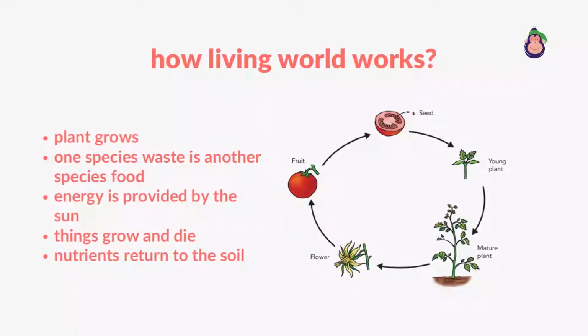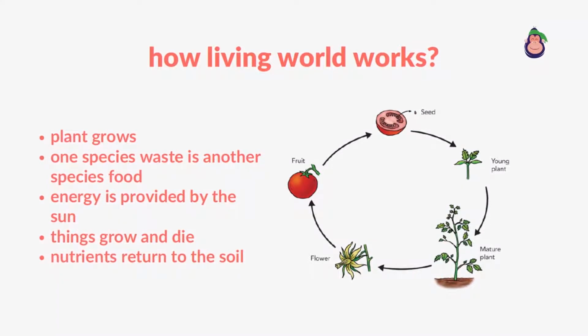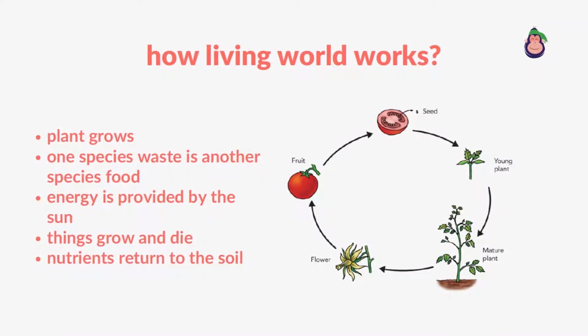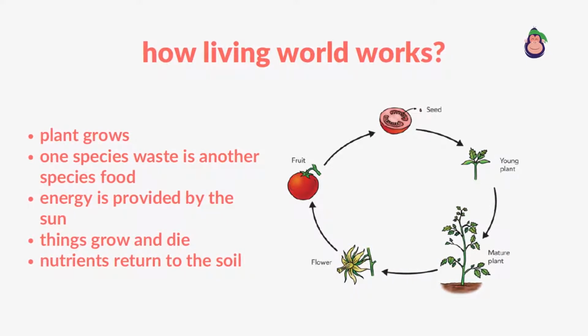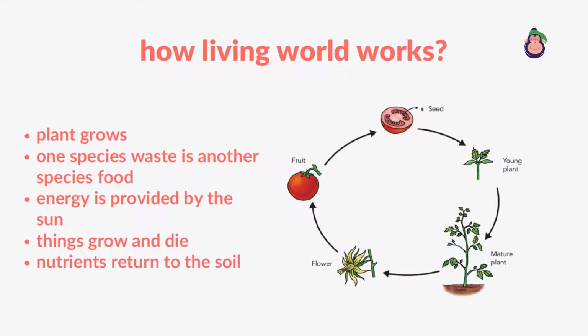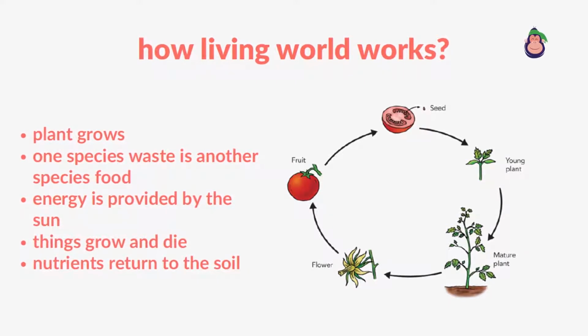So let's talk about the living world, how the living world works. As we know, seeds grow into a young plant and then move into a mature plant, which gives you a flower, and from there we can get fruits. So this entire circle is managed by nature itself. Human interaction is very little here.